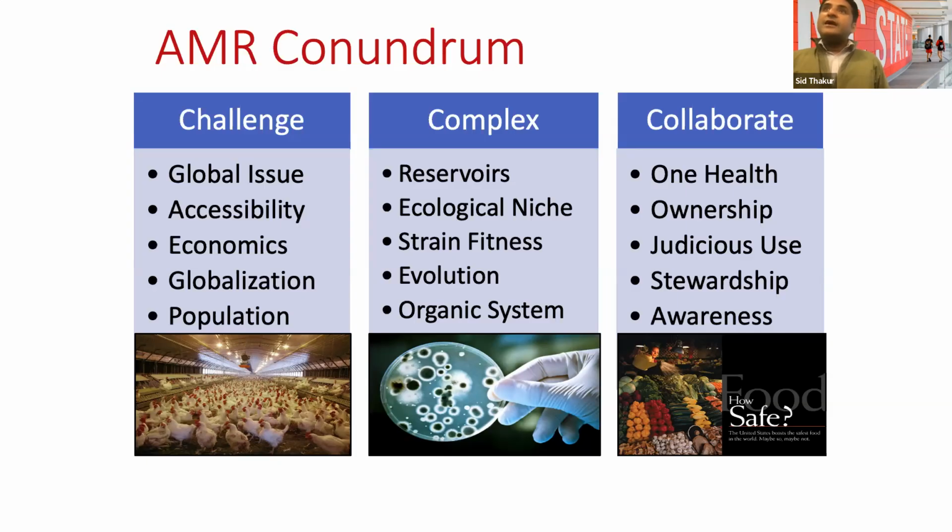Okay, 5 grams of protein consumed in 1960, 25 grams now. Where are we going to get that? We can't do it backyard, right? So intensive production. Well, how do you do intensive production? Complexity. I talked about the reservoirs. These genes are everywhere.